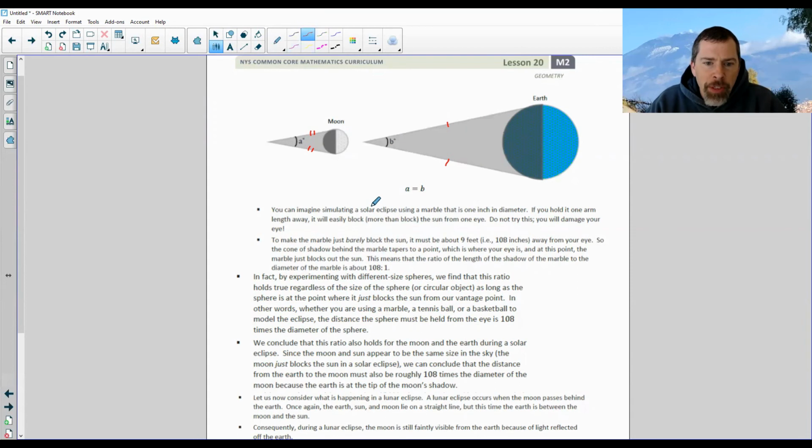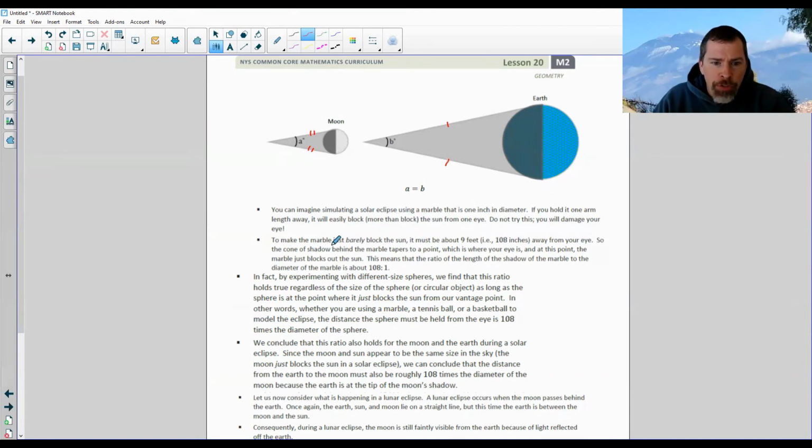So you can imagine simulating a solar eclipse using a marble that is 1 inch in diameter. If you hold it 1 arm length away, like that, it will easily block more than block the sun from one eye. Do not try this at home. You will damage your eye. To make the marble just barely block the sun, it must be about 9 feet, about 108 inches away from your eye. I don't think my arm's 9 feet long, so you wouldn't be able to do it with your arm.